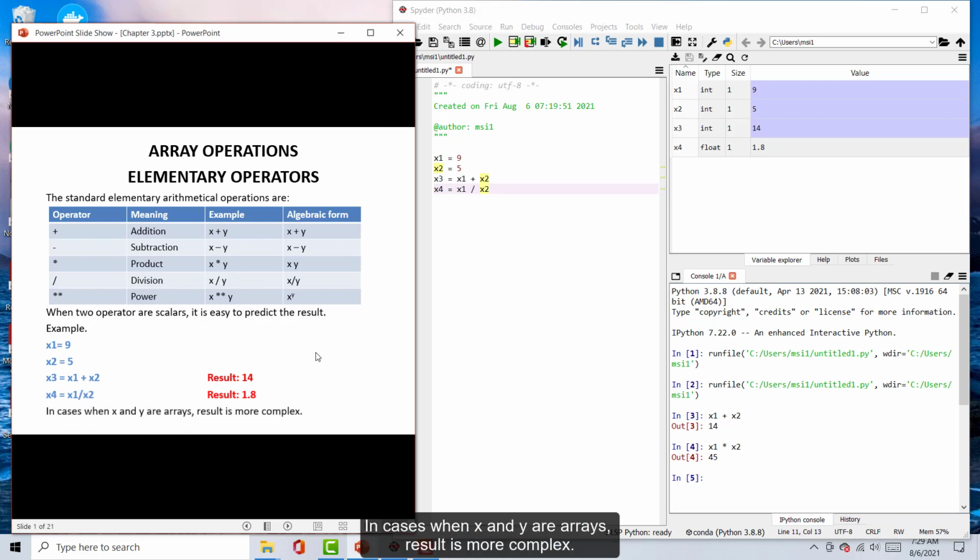In cases when x and y are arrays, the result is more complex. That's it for this session.